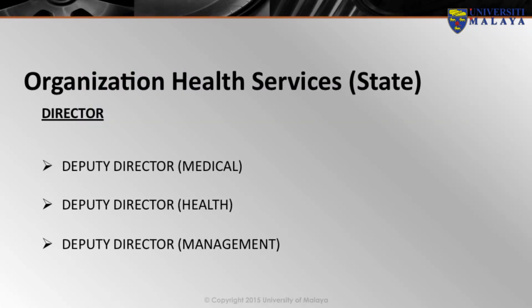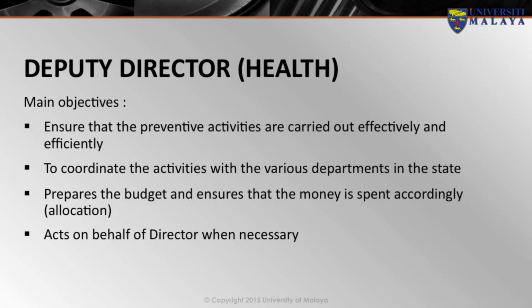At the state level, generally, each State Health Director has 3 deputies taking care of medical, health and management. Public health services is under the purview of the Deputy Director for Health. His main objectives are to ensure that the preventive activities are carried out effectively and efficiently, to coordinate the activities with the various departments in the state, to prepare the budget and ensure that the money is spent accordingly based on allocation, and to act on behalf of the director when necessary.